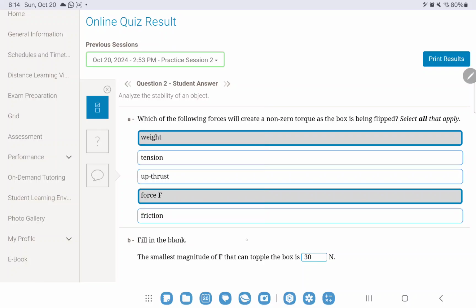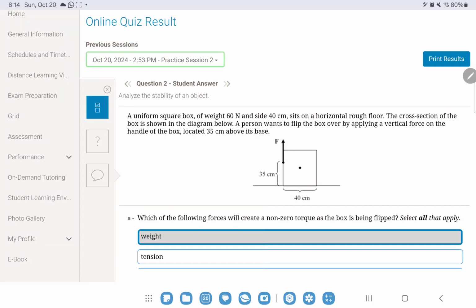Now, the smallest magnitude of F that can topple the box is... So we know that you need a force F that topples the box. For it to topple the box, force F should produce a torque bigger than the torque of the weight, so bigger than the weight moment. To do this, we need to calculate the weight's moment and make F bigger than it. We know moment equals force times distance.